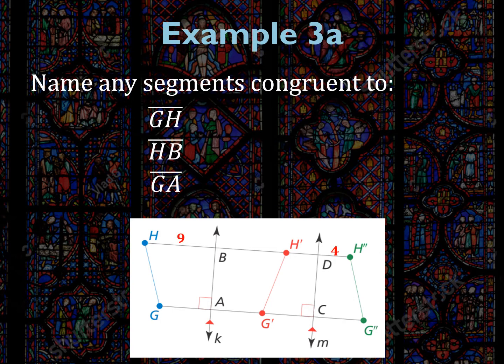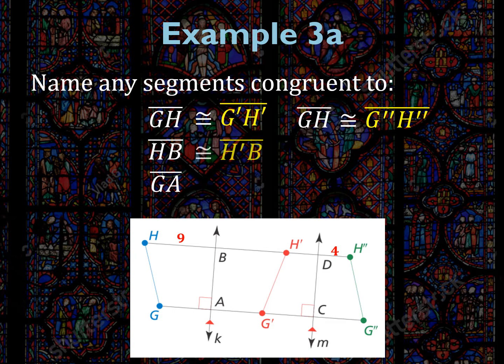Now GH is the original segment, so both the transformation segments, the 2 reflections, those end segments are going to be the same as GH. So GH is congruent to both G prime H prime and G double prime H double prime. When you have a reflection, you end up with congruent shapes.